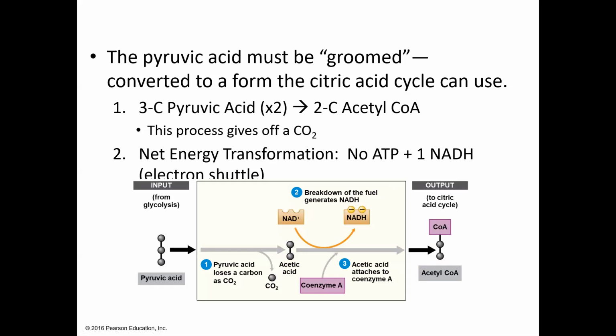So we're going to transform it from 2 pyruvate to acetyl coenzyme A, or you could say just acetyl CoA if you want to. Now, when you do that, you actually give off CO2 right away. So there's no ATP that's made from this part, but we do get an NADH out of it.